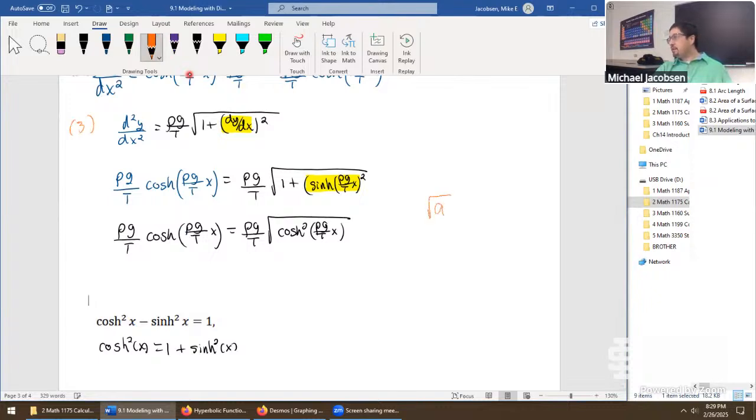The square root of a for anything squared is automatically the absolute value of a, and we need some justifications on dropping the absolute value here. If I can't drop that absolute value, we haven't verified this as a solution. So one other thing to check.